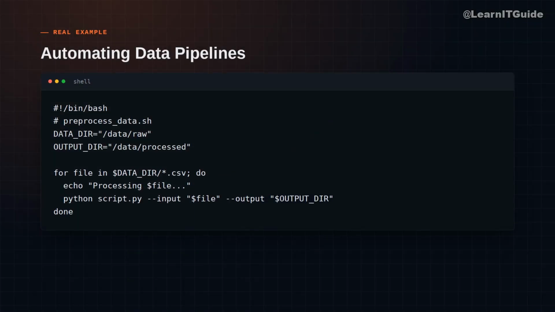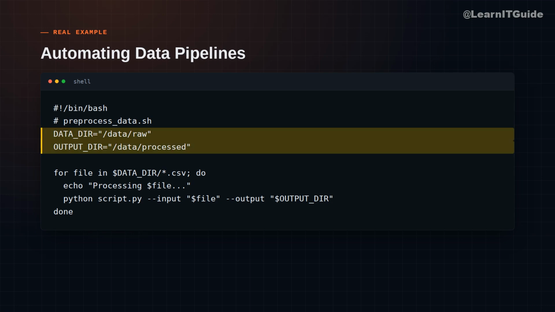For production AI, you will rarely run scripts manually. You need automation. Here is a simple bash script. On line 3 and 4, we define our input and output directories.